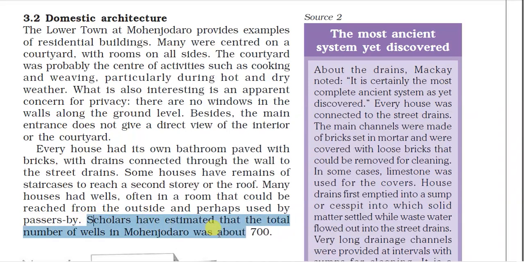Scholars have estimated that the total number of wells in Mohenjo-daro was 700. Imagine the kind of labor that has to be channelized into constructing the wells. 700 wells in Mohenjo-daro alone were present. Again, used for irrigation purposes. As I've told you, for a 3-marker, it is very important.